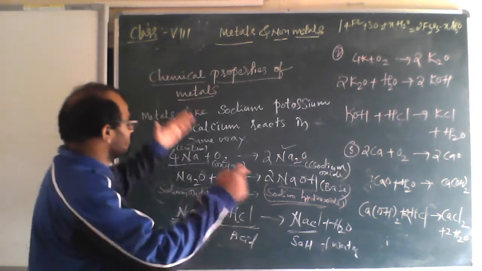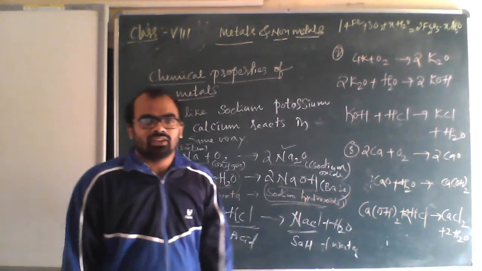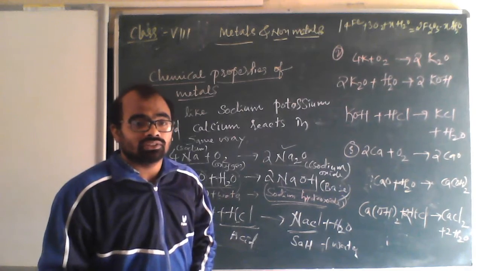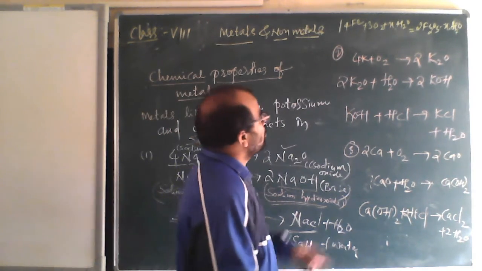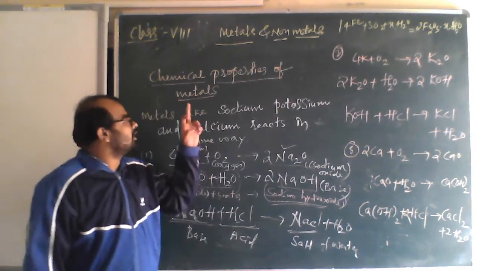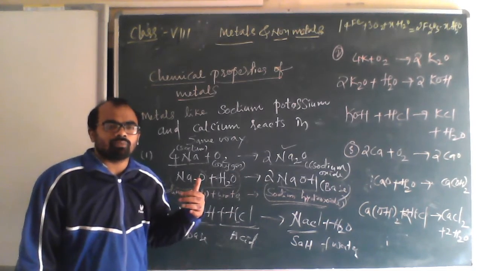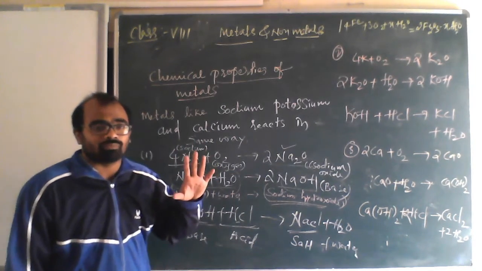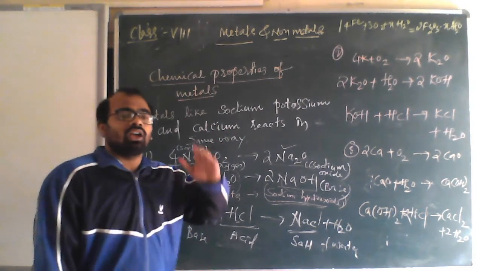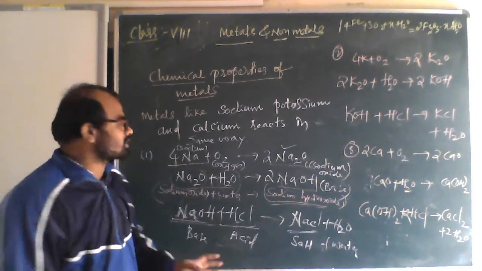Similar things will happen with potassium. So how to write that? Check out now. 4K plus O2 gives 2K2O. Same as before, in place of Na, just put K. Na is sodium, K is potassium. So 4K plus O2 forming 2K2O means potassium is reacting with oxygen to form potassium oxide.